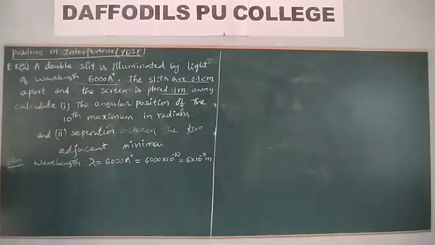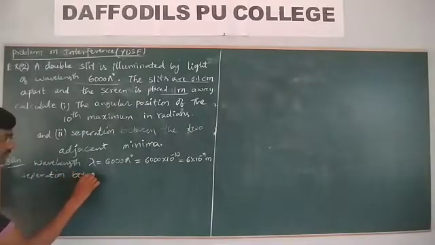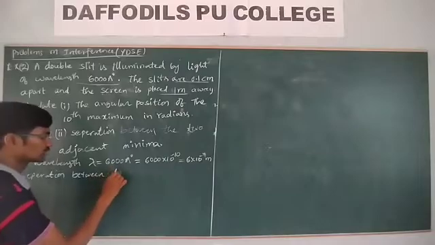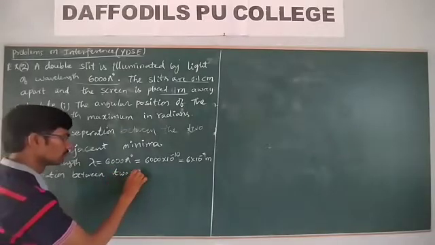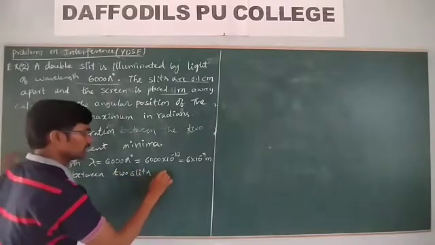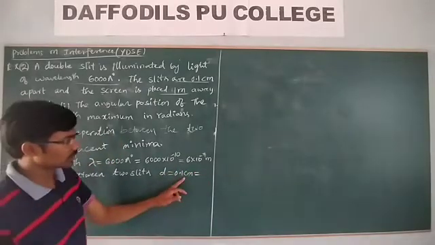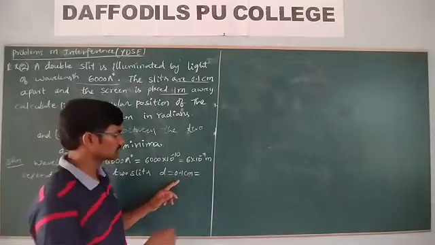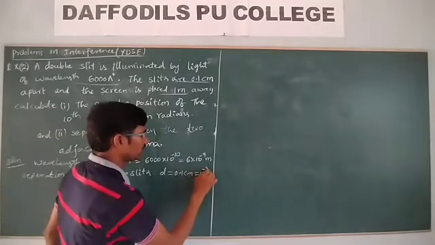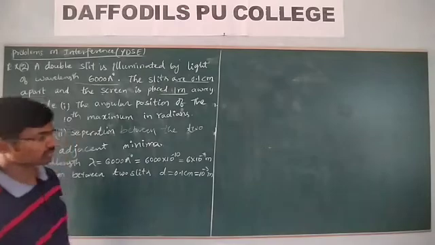Similarly, the slits are 0.1 centimeter apart. That is the separation between the two slits, small d. So d is equal to 0.1 centimeter. Centimeter means 10 power minus 2, so d is 10 power minus 3 meter.